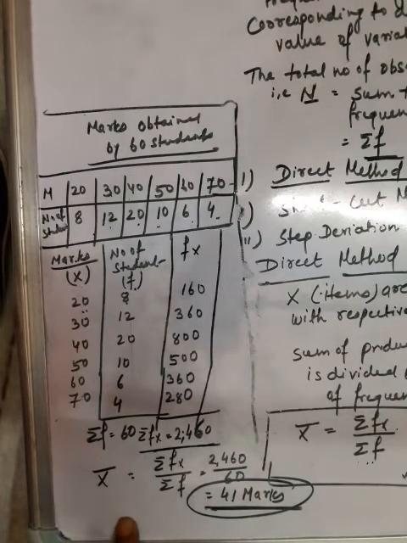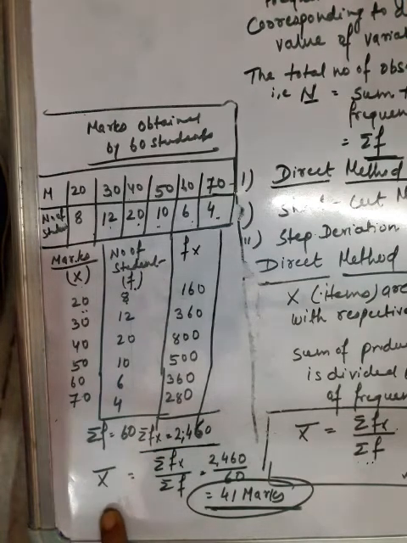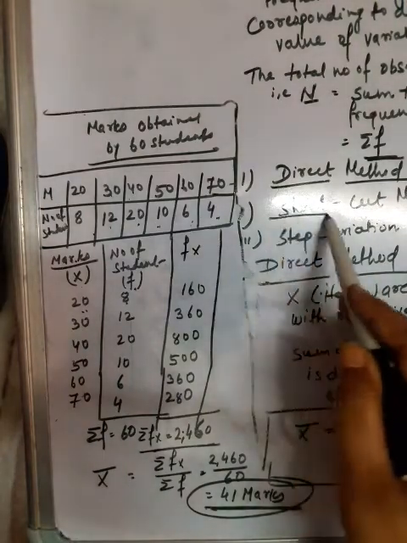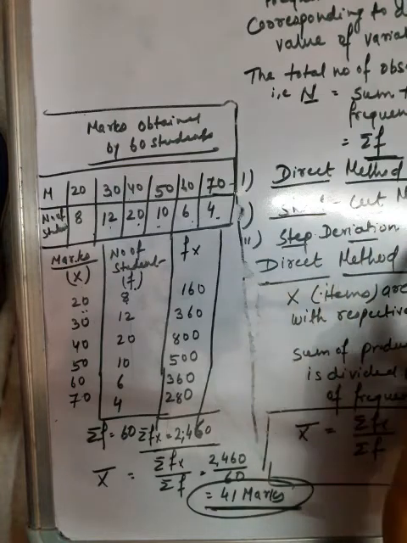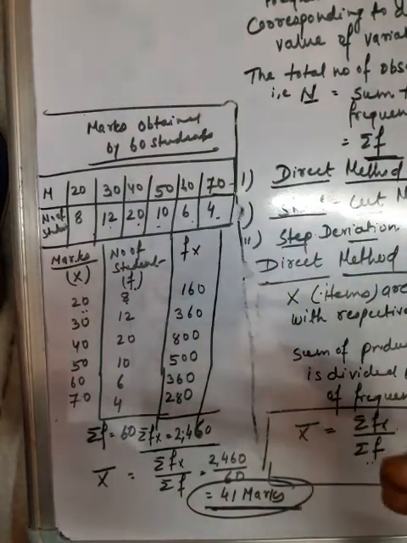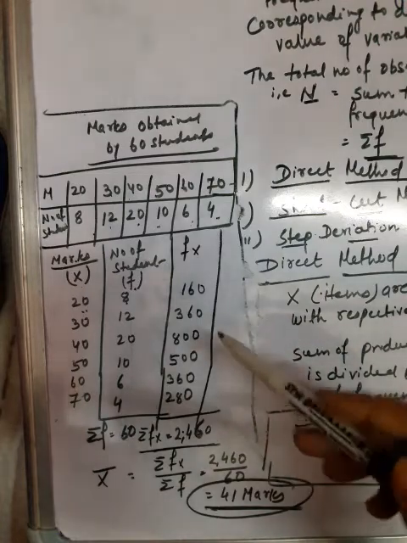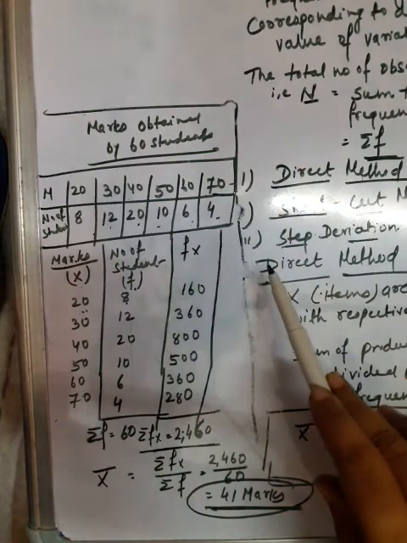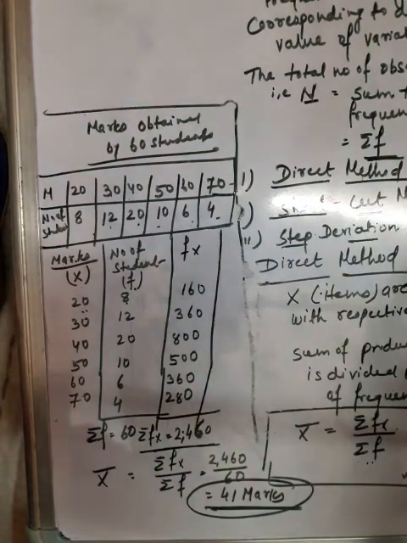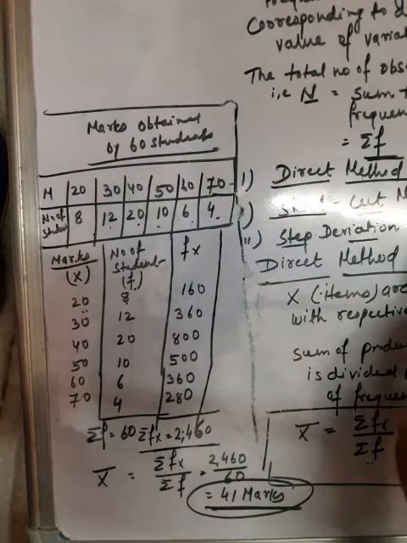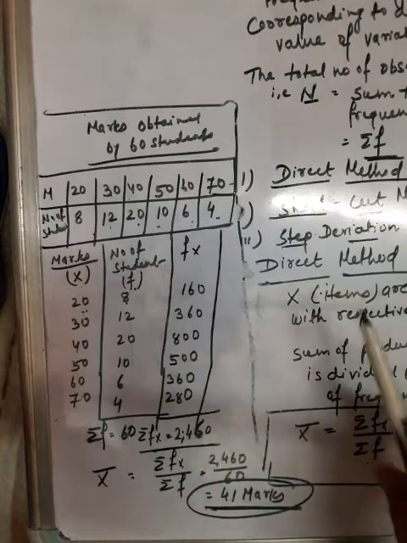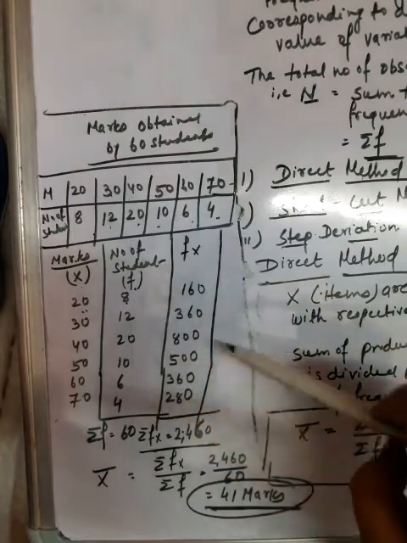This is a very simple formula and simple method to calculate mean. Next there are two more methods: shortcut method and step deviation method. If you have data less in number, then we can use direct method, and if you have data which are larger in number, then we should use the shortcut method or step deviation method, because in larger numbers calculation will be quite lengthy.